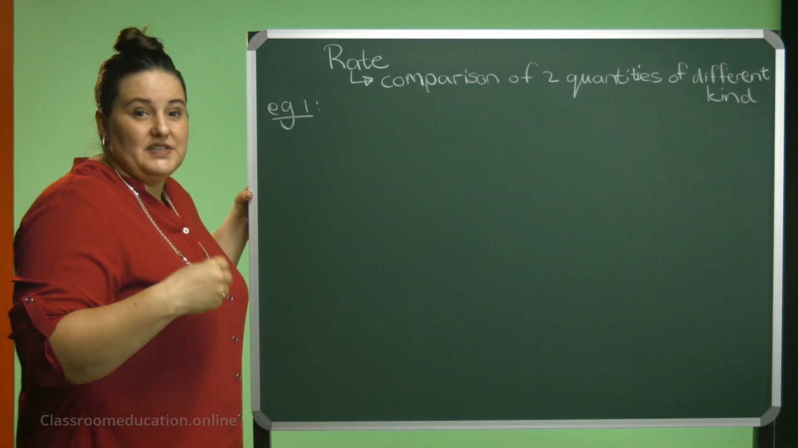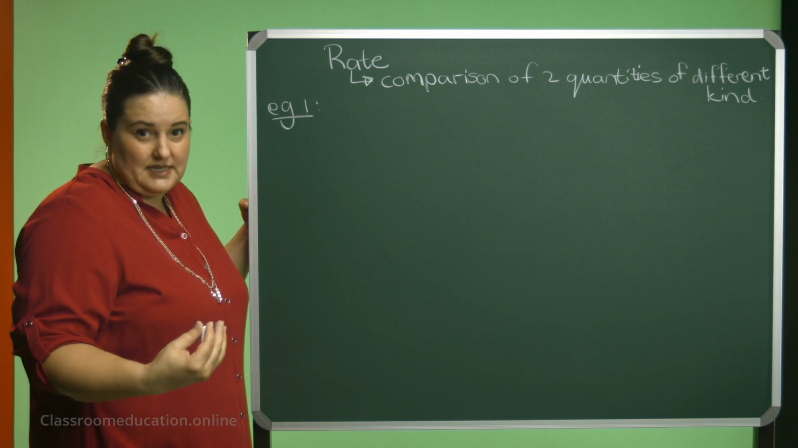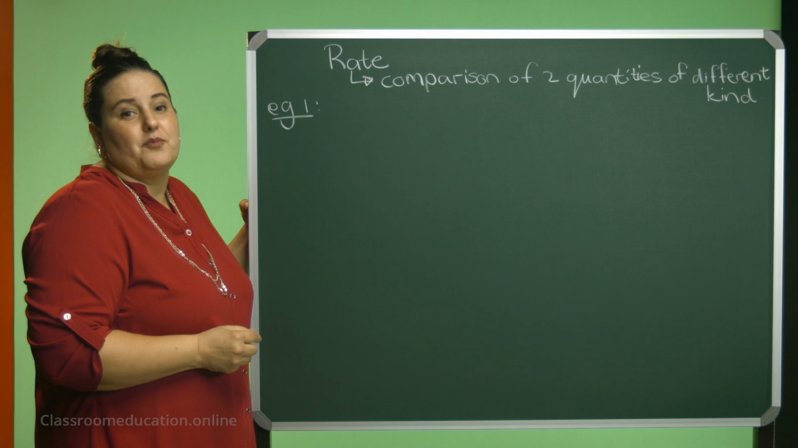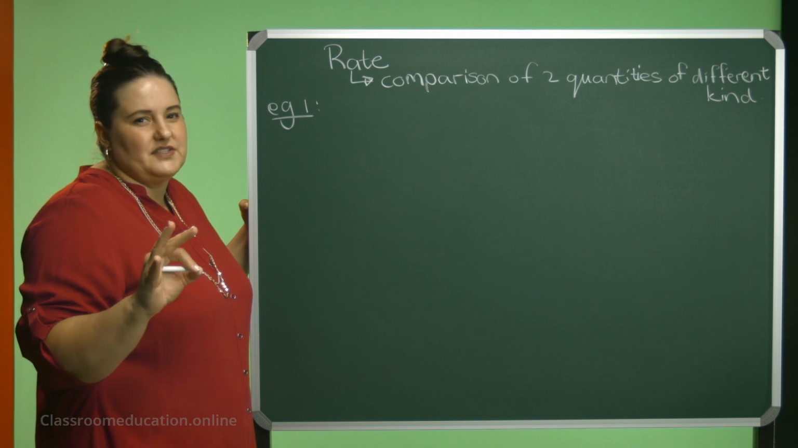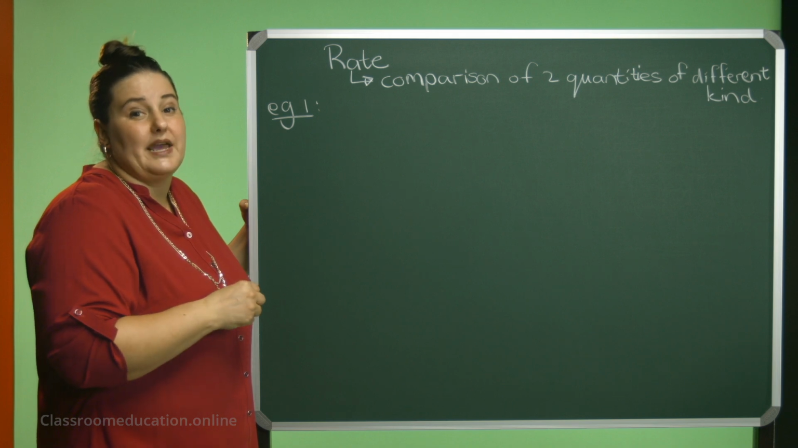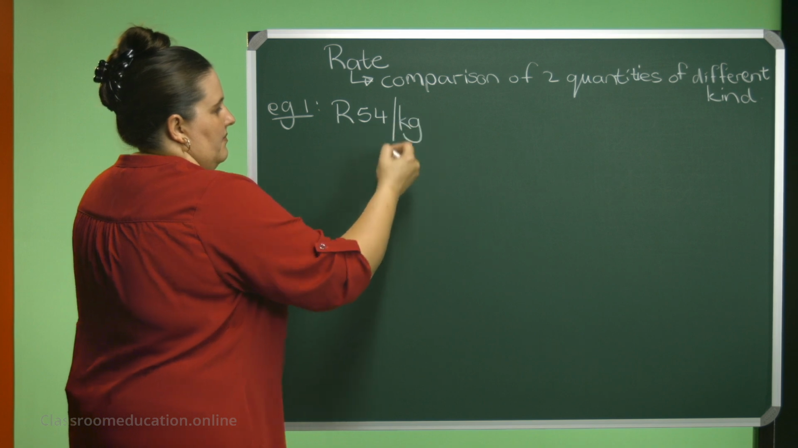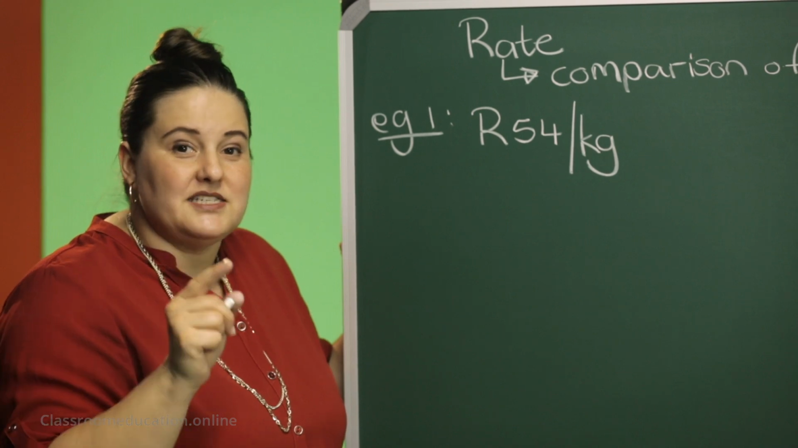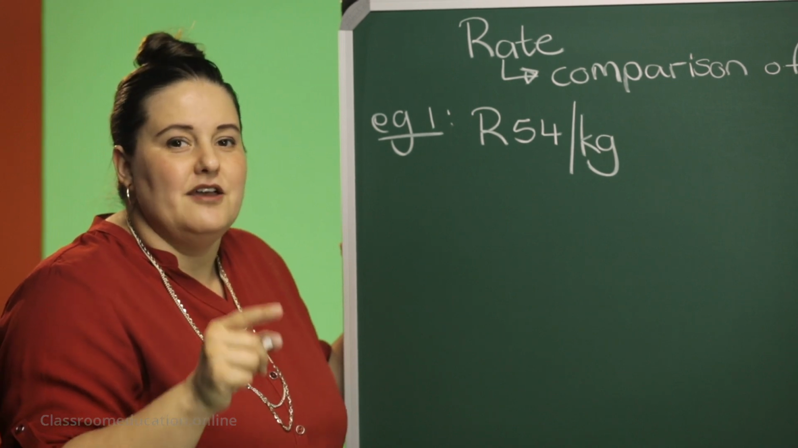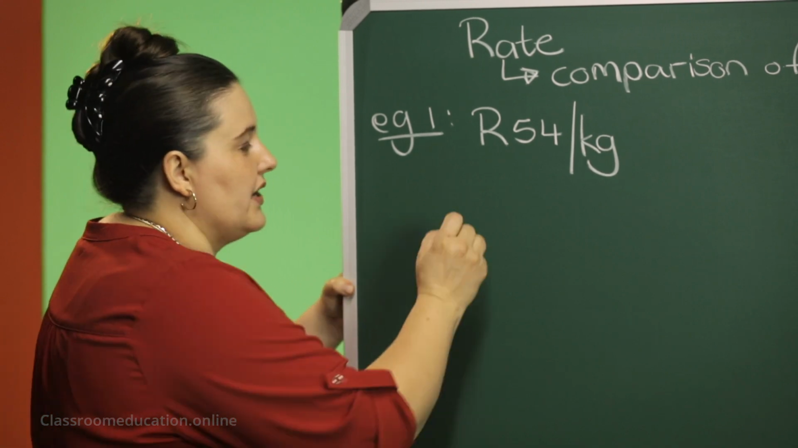Let's say that you are visiting South Africa and you would like to buy some chicken fillets. You go to the shop and the prices are actually between 54 and 56. Let's make it 54 rands per kilogram. What does it mean? It means that you need to pay 54 rands for 1 kilogram.